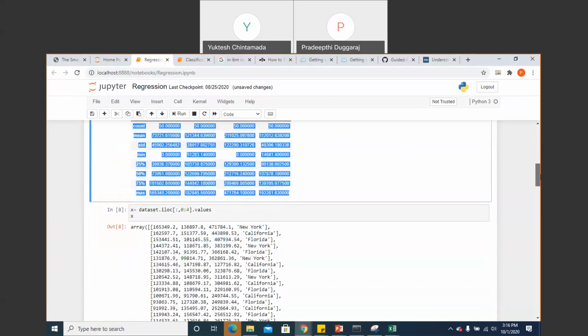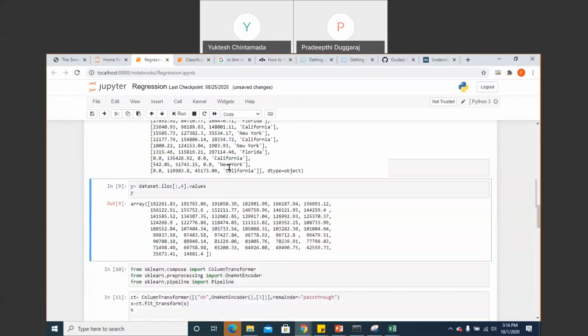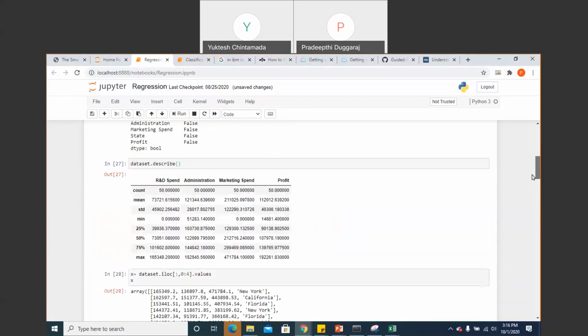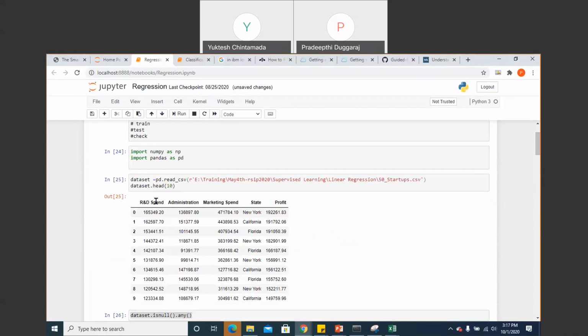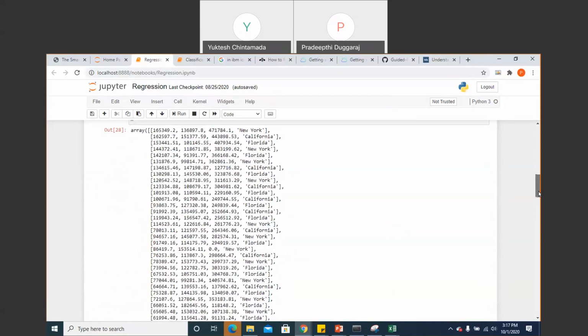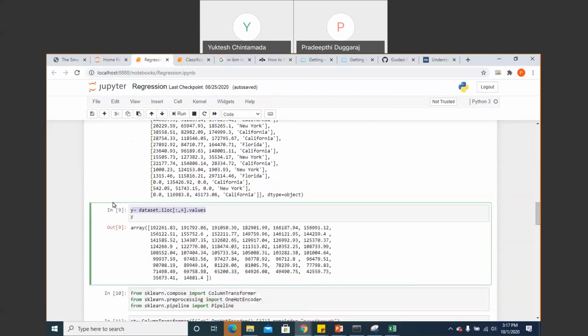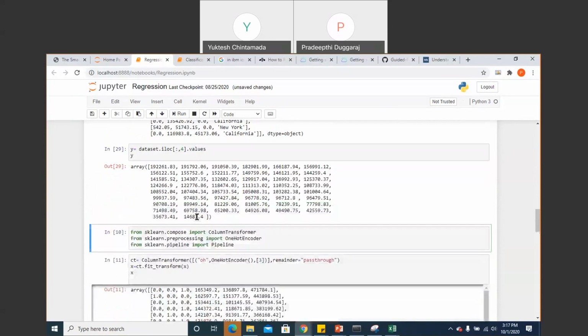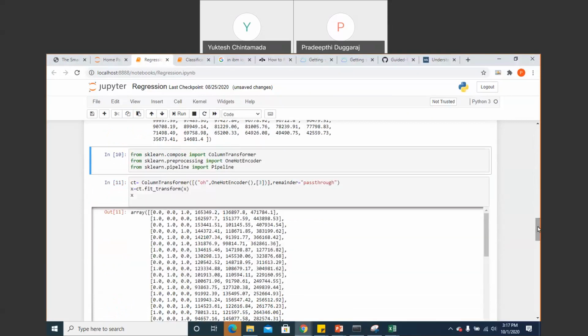Once that's done, I am splitting my data set into X and Y. Here X is the inputs, from R&D spend, administration, marketing spend to state, so columns 0, 1, 2, 3. If you want to grab till 3, you have to give it as 0 to 4. That's the reason I have taken X as 0 to 4, and the last column as my Y. So profit is Y and X are inputs. Now here I have state as my column, so I have to convert that data into binary encoding, binary values. For that, I am using column transformer.